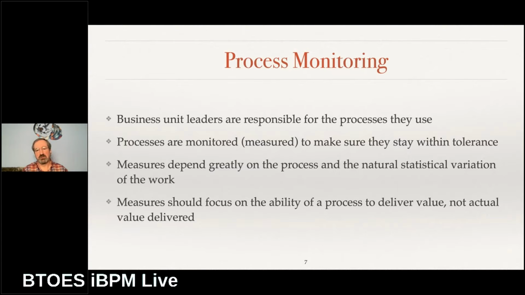Now, business unit leaders are the ones that are ultimately responsible for the processes they use. Processes are monitored to make sure they stay within performance parameters, and measures depend greatly on the process and the natural statistics of the work. Processes generally vary greatly in terms of how long it takes to do something. There's random variation, and you can focus on the non-random part and look for trends, and we use a control chart to do that.